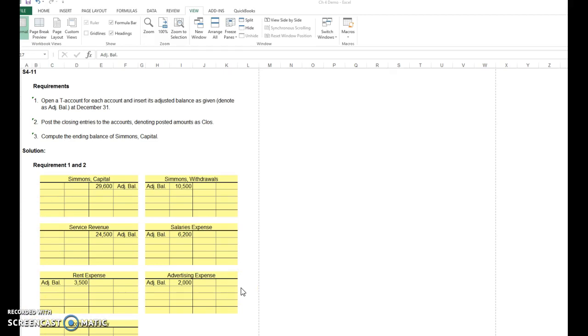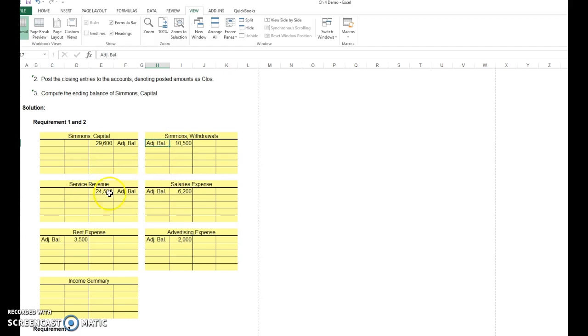So the first thing we want to do, because there's 4 steps, is close the revenue into income summary. Okay, so that's the first thing. Close the revenue into income summary, and there's only one. So we'll just put, since it's on the credit side, to close it, CLOS, this is our closing entry, will be 24,500.